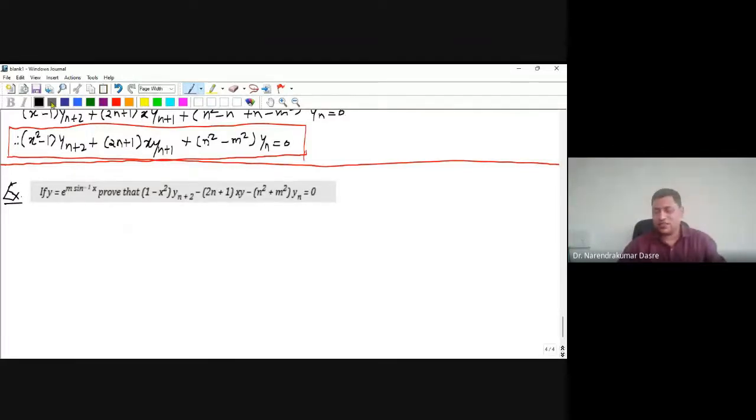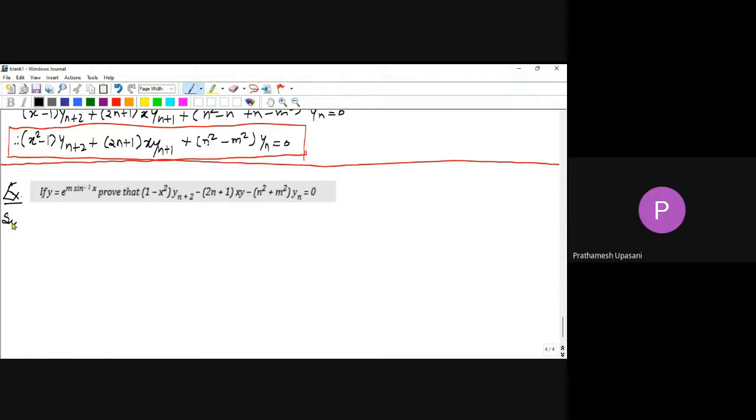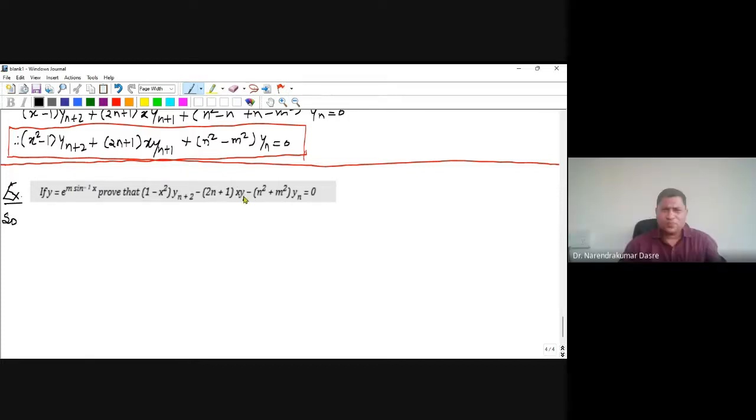We don't have to be in a hurry. There it is xy(n+1); the second one should be n plus 1. Yes. Okay, so we go with the solution.